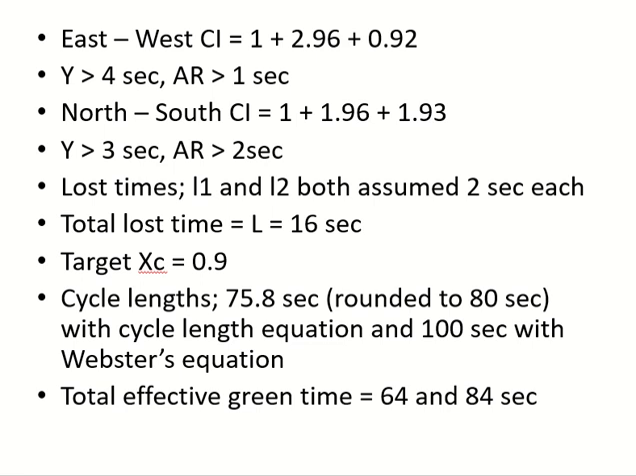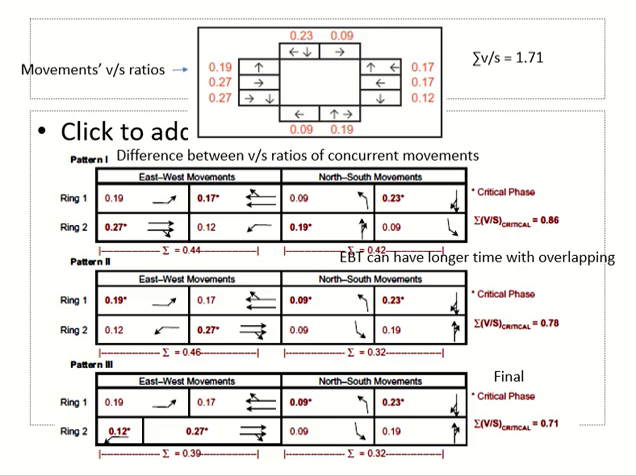So we have to select a value between 0.8 to 0.95 they have here. In this case, they have selected 0.9. It's a selection. But you have to keep one thing in mind, which is your summation of V by S ratio.